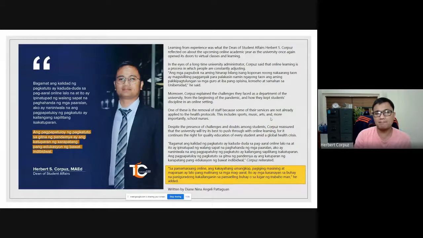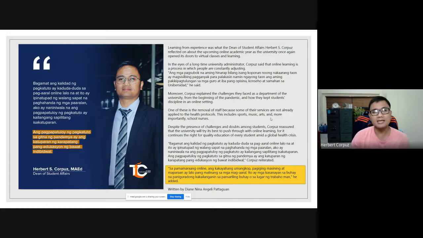Kaya nga sabi ko diyan, bagamat ang kalidad ng pagkatuto ay kaduda-duda sa pag-aaral online, lalo na't ito ay pinatupad na walang sapat na paghahanda ng mga paaralan, naniniwala po ako na ang pagpapatuloy ng pagkatuto ay kailangang sa pilitan sa katuparan. Dahil ang pagpapatuloy na ito sa gitna ng pandemya ay ang katuparan ng karapatang pang-edukasyon ng bawat individual.